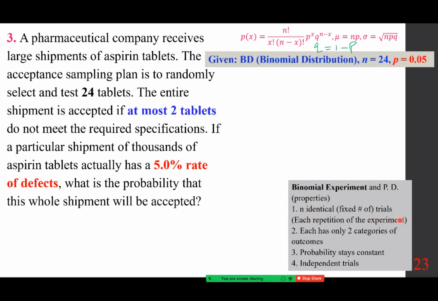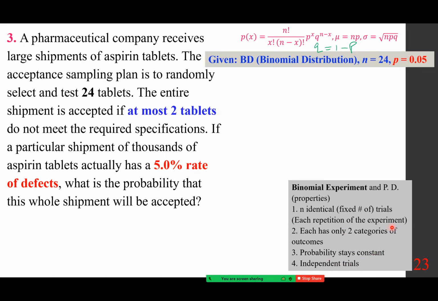Each repetition of the experiment is called one trial. Each has precisely two outcomes, either it's defective or not. Two outcomes, tails, heads, things of that nature. Probability stays constant. So one tablet compared to the other one, they have nothing to do with each other. It's independent. So the probability stays constant. The 5% doesn't change, and they are independent.